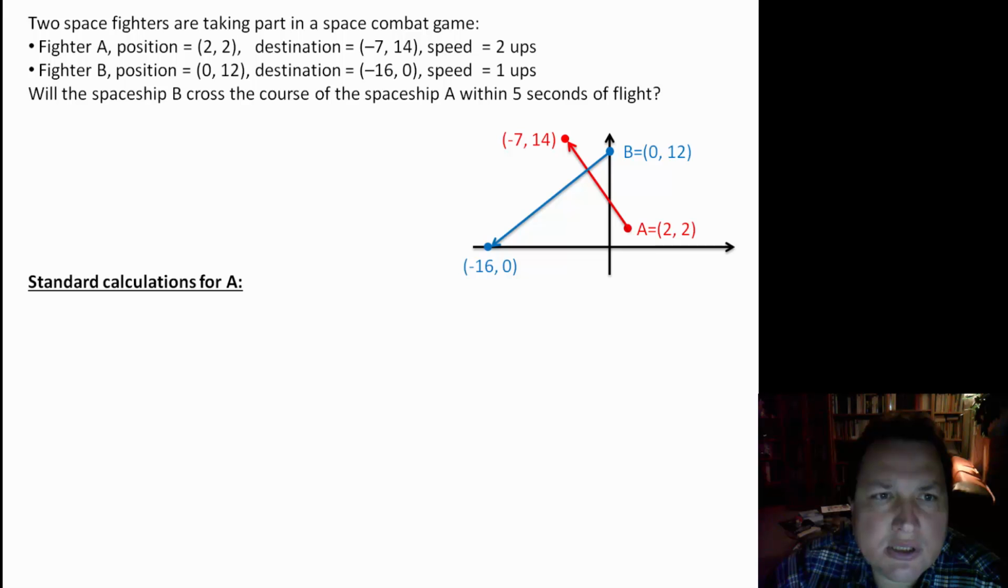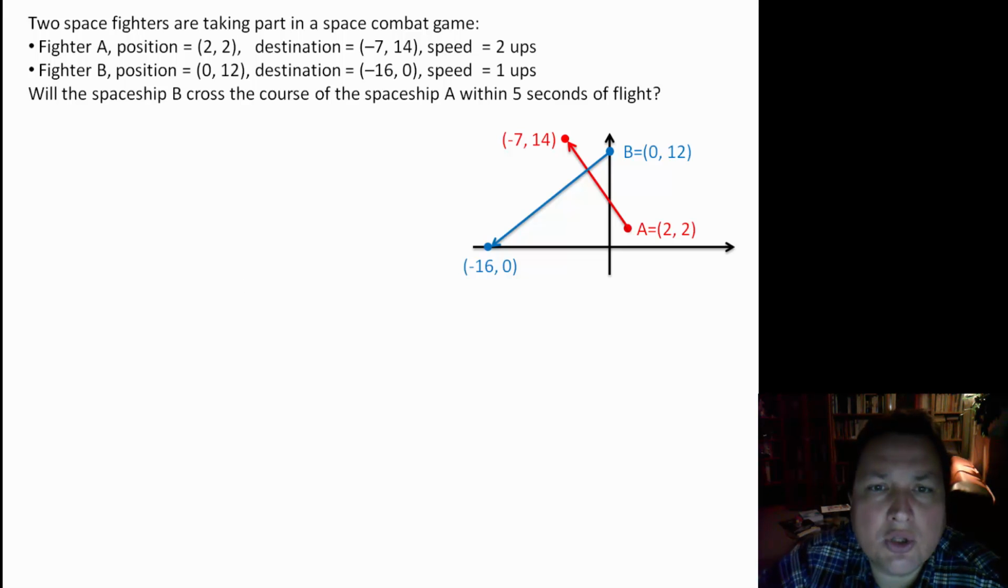The question is, will spaceship B cross the course of spaceship A within 5 seconds of flight? So if spaceship B is located here and it is flying along the blue vector in this direction, is it going to cross the course of spaceship A, the red line, within 5 seconds of the flight?